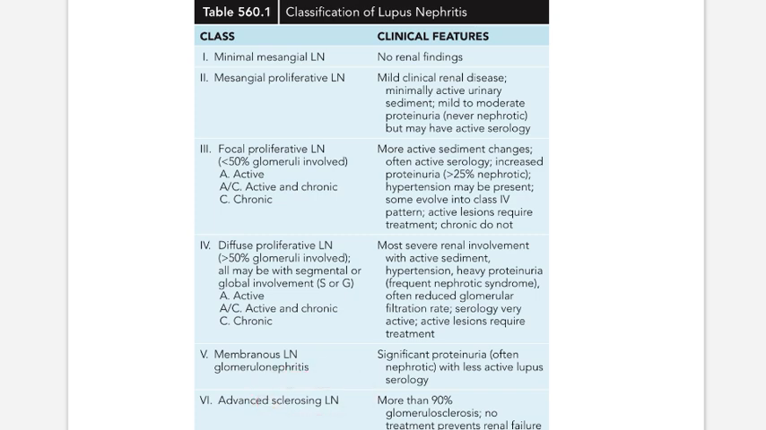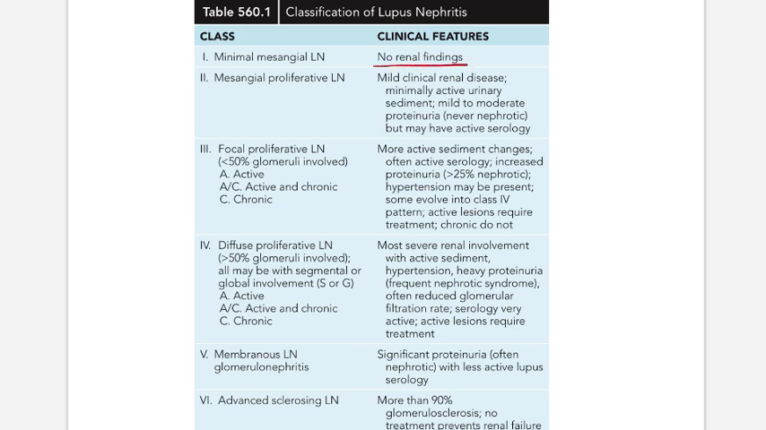So just remember: first is minimal, second is mesangial proliferative, third is focal proliferative, fourth is diffuse proliferative, fifth is membranous lupus nephritis, and sixth is advanced sclerosing lupus nephritis. First, just remember this classification and the 1 to 6 naming. After that, we'll go to clinical features. As the name suggests, minimal mesangial lupus nephritis has no renal findings, as expected.